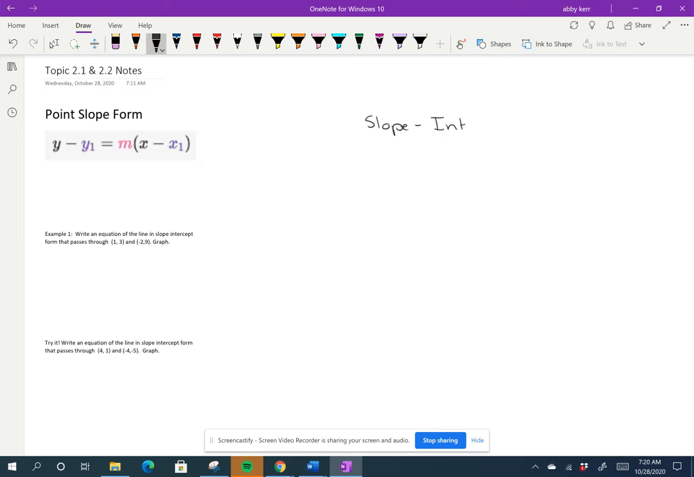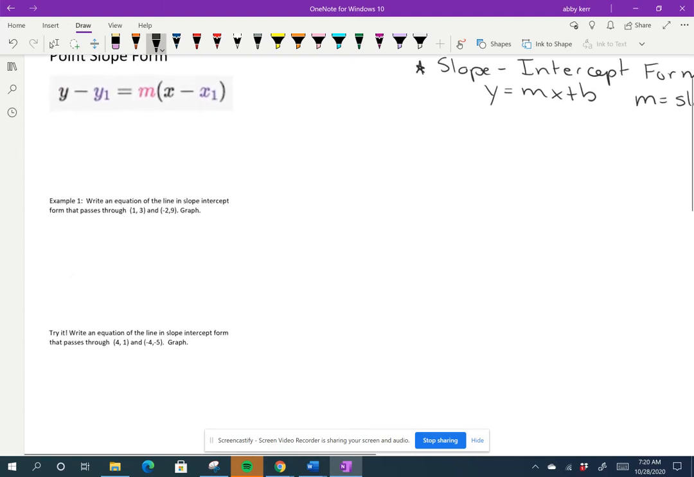slope-intercept form, where the two objects for slope-intercept are the slope and the y-intercept. So m is still your slope, and then your b value will be the y-intercept. Now, we're going to convert to slope-intercept form from point-slope just by easy distribution.